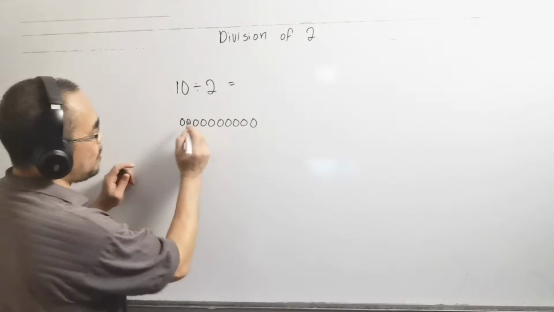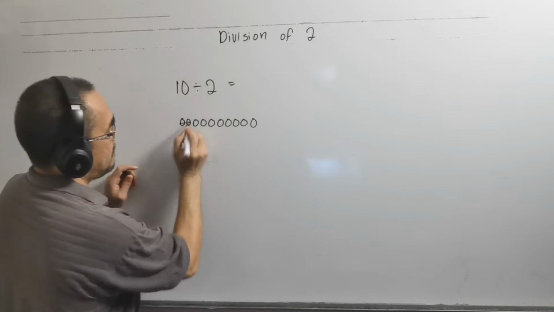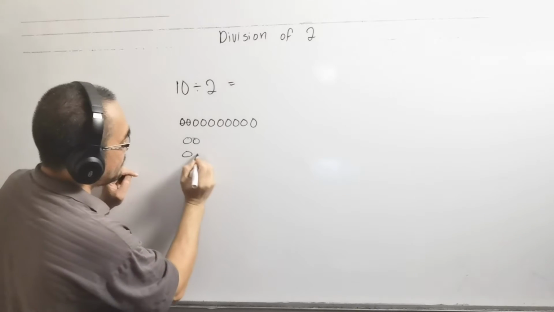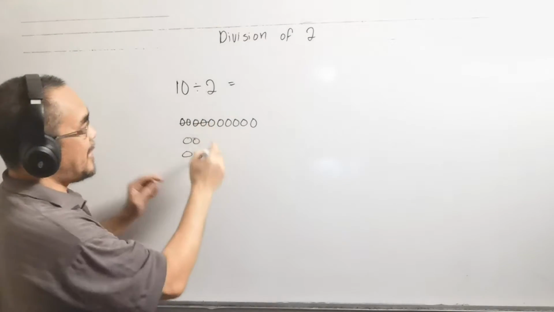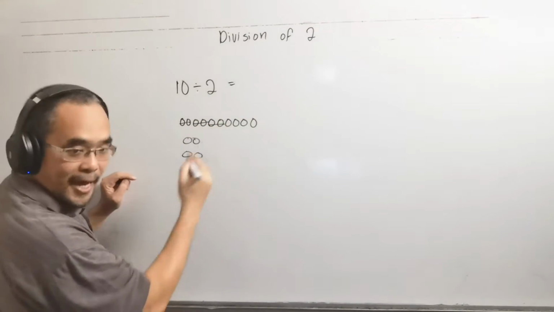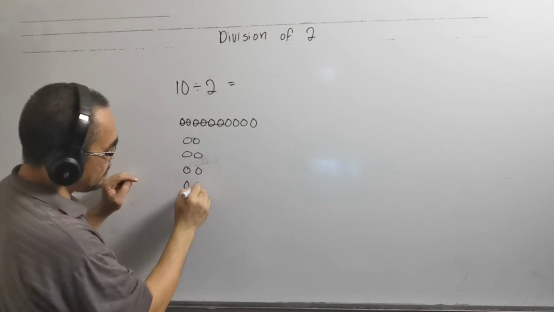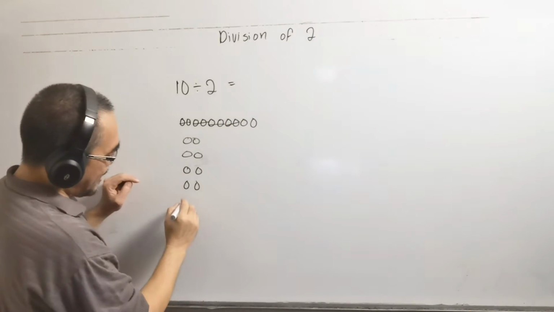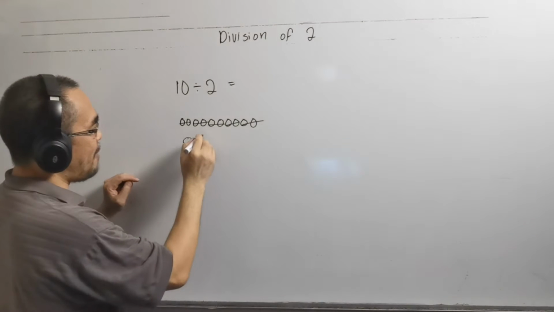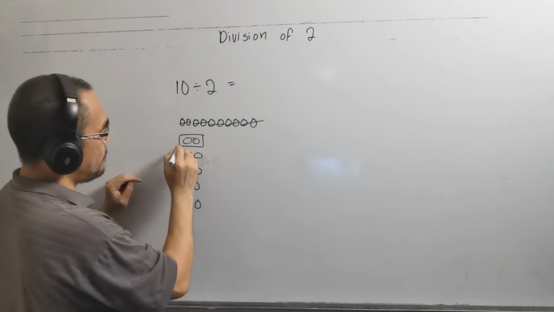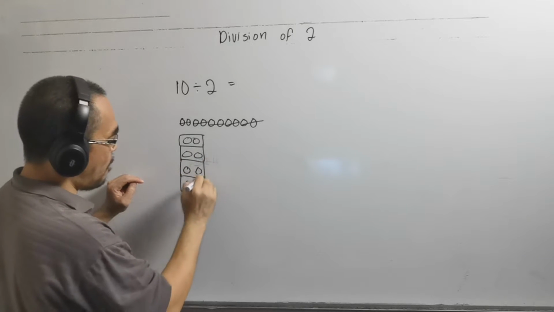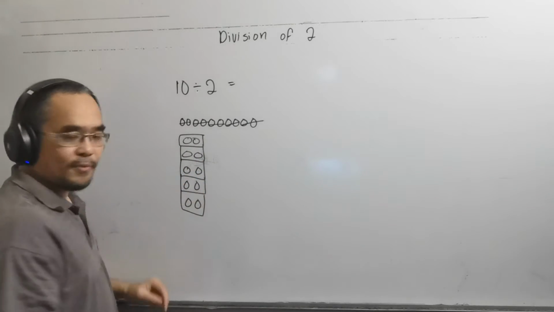You take the first 2, and then you take another 2. Then you take another 2. Then you take another 2. You take another 2. How many groups of 2 just now you have? 1 group, 2 groups, 3 groups, 4 groups, 5.